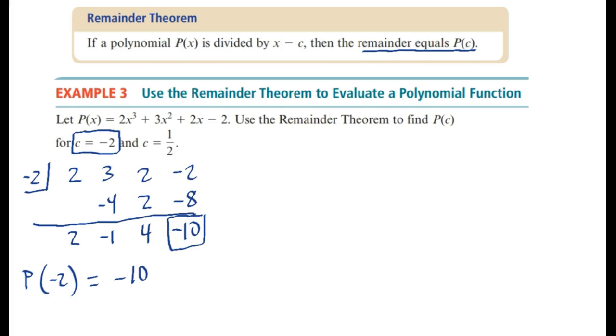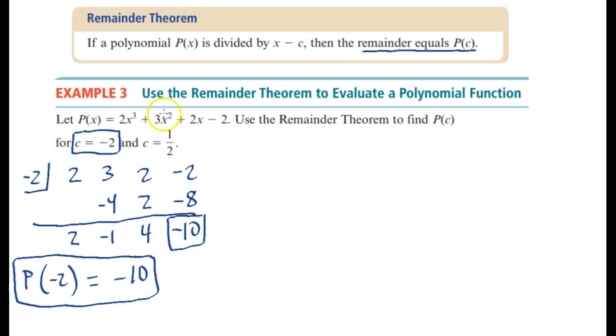We've used the remainder theorem. It's a pretty interesting theorem. It's not that intuitive that this would happen: that if we divide by x minus c using synthetic division, we end up getting -10 as a remainder, which is what p of -2 is equal to. It's actually pretty interesting. So anyways, that's our result.